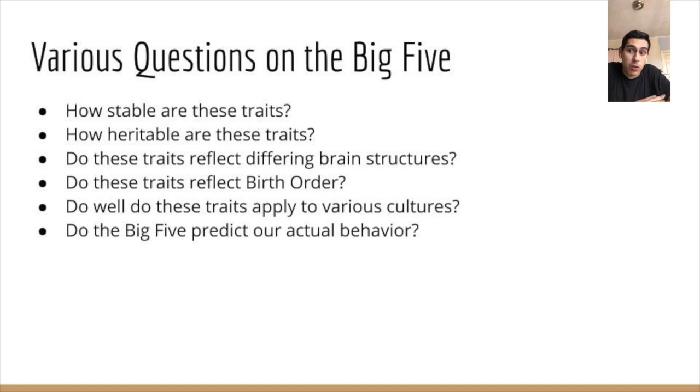The second most common question asked is: how heritable are these traits? Traits could be heritable from parents. There might be similar traits between parents and child, and this usually runs from 40 through 50% of our personality for each dimension. The third most common question is: do these traits reflect differing brain structures? And yes, the size of a person's brain parts correlate with several Big Five factors. Those who score higher on conscientiousness tend to have a larger frontal lobe that aids in controlling behavior.